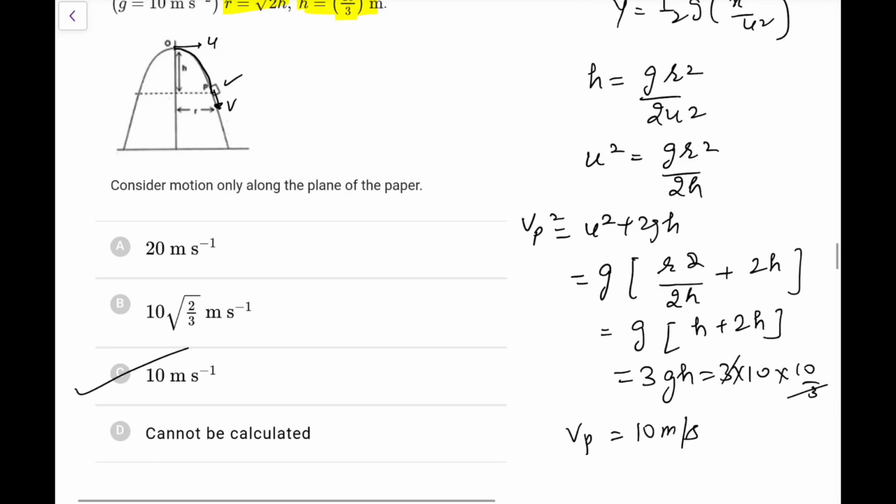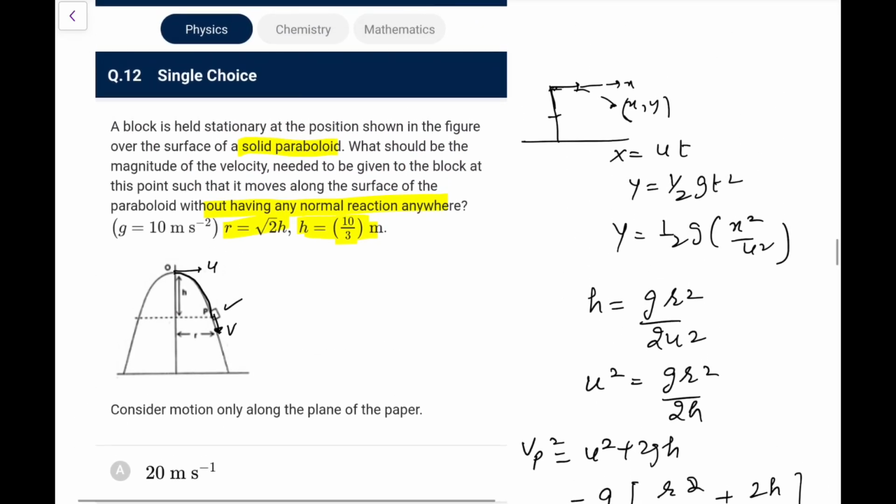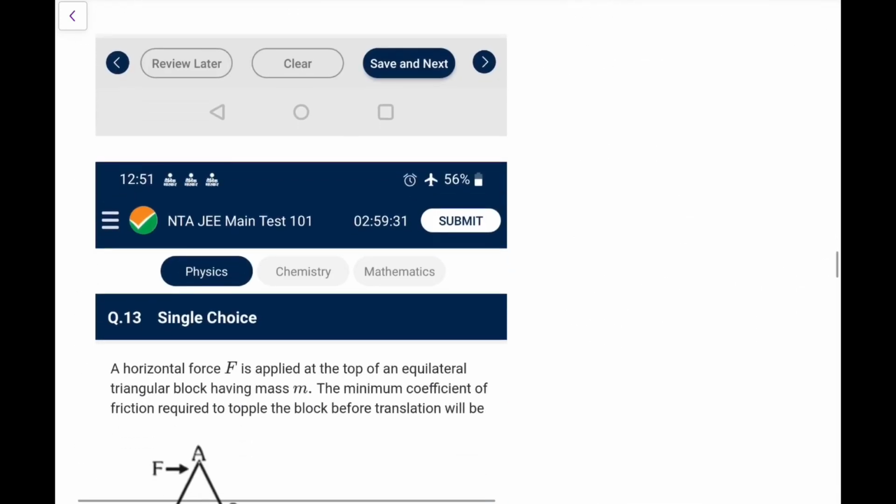Go for option C. So it's a nice question, you have to imagine it like that, but it's not going to be easy, I suppose.